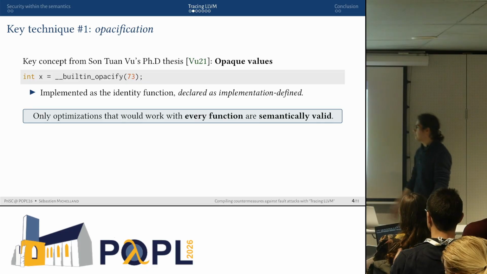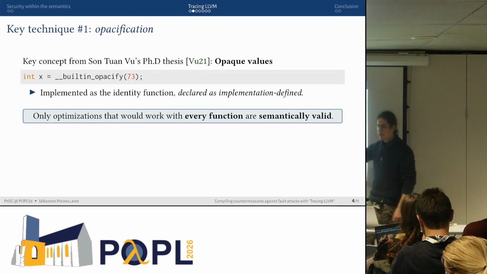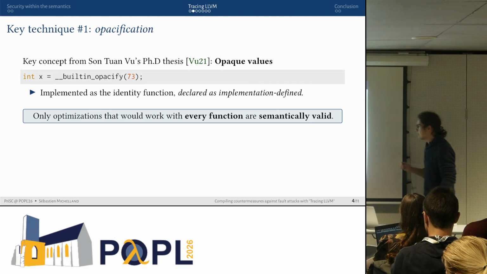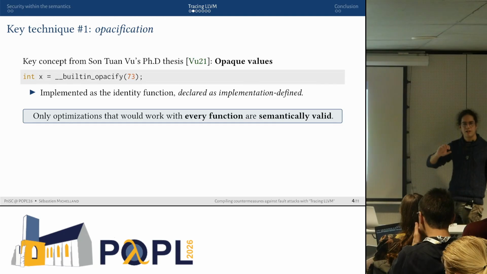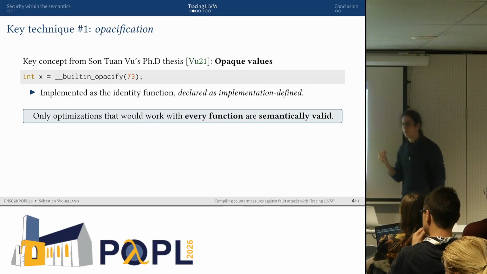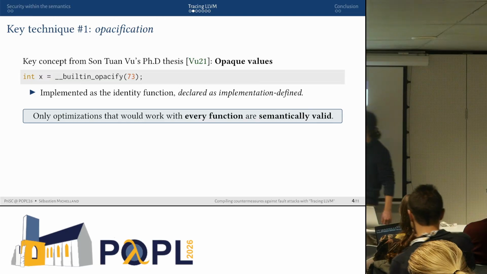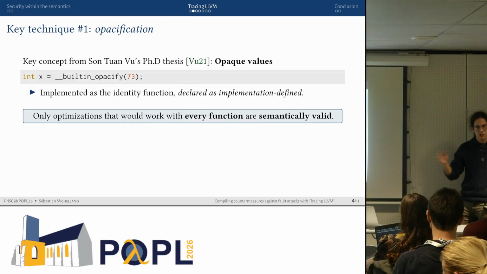So let's start with opacification, right? I didn't come up with this. This is a key concept from the PhD thesis of Sun Tuanvu from a couple of years ago. And the idea goes like this. Let's say I have x equals 73, and I don't want the compiler to constant propagate it. One way that I can hide the value 73 from the compiler is by processing it through an opacification function here.